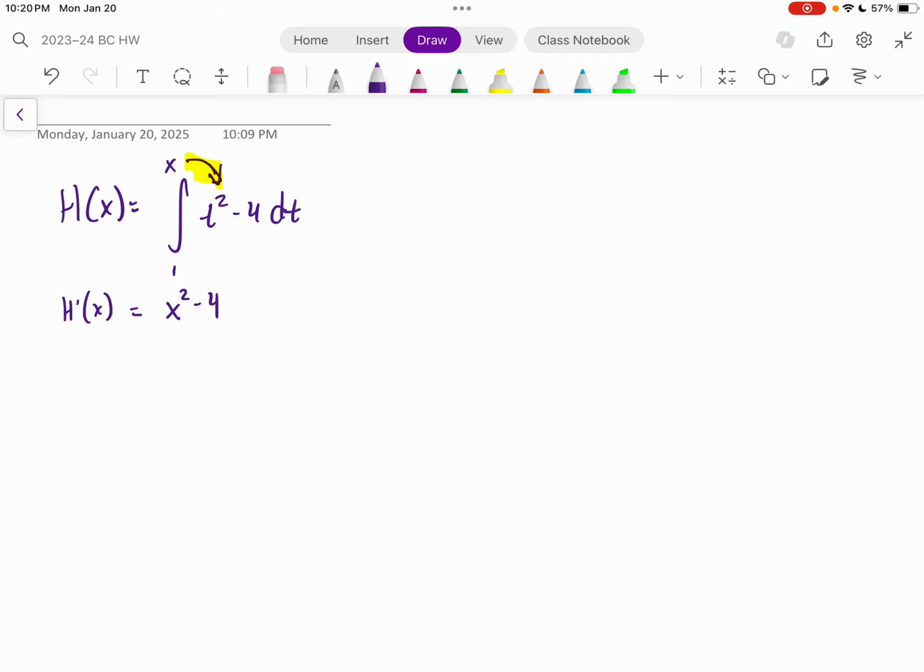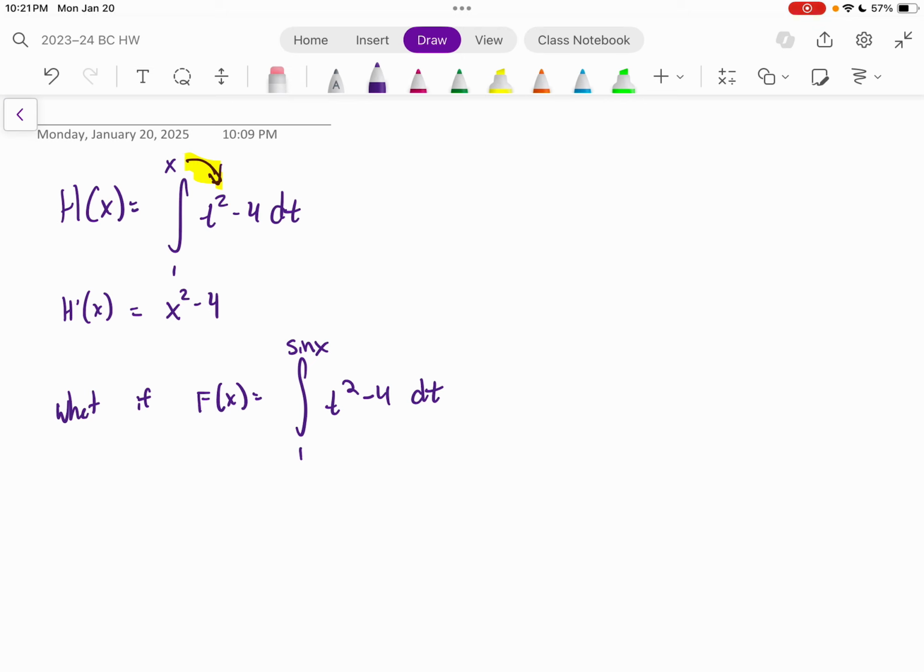But what if that x up there was a more complicated function of x? What if it was something that wasn't just x itself? What if big F of x was the integral from 1 to sine x of t squared minus 4 dt? Now this is a little bit trickier. Is it as simple as just saying it's going to be sine squared x minus 4? It turns out no, it's not.